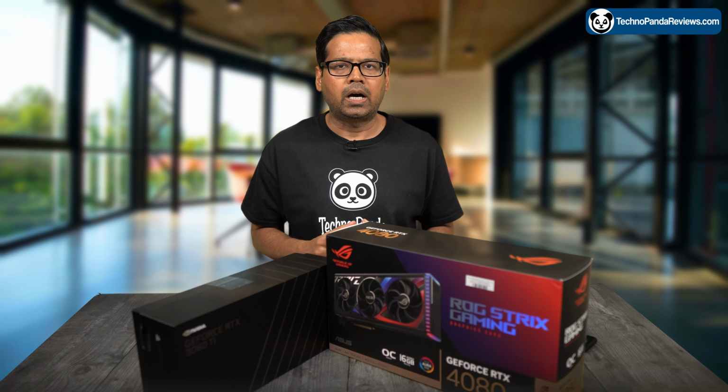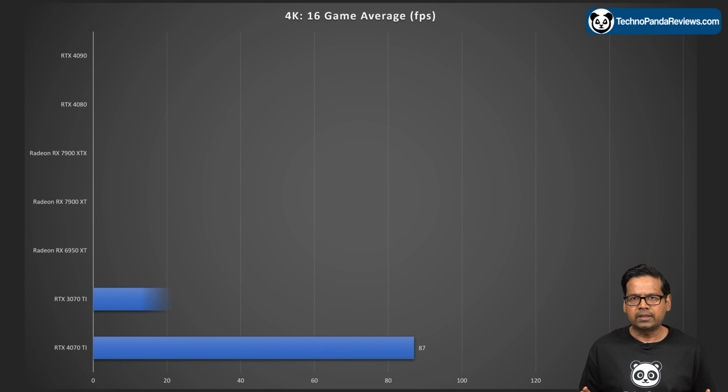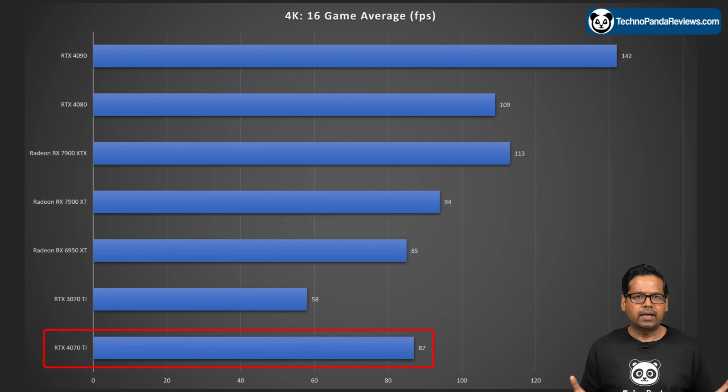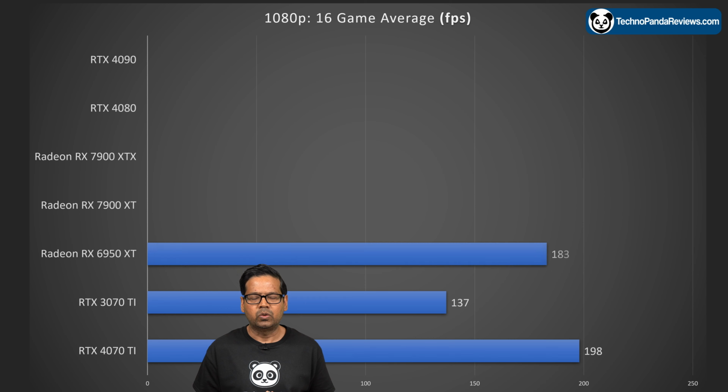Finally, let's talk about how this card stacks up against its competitors. So here is a chart showing the 16-game average FPS in 4K resolution. While RTX 4070 Ti outperformed the previous generation RTX 3070 Ti cards, it fell behind RTX 4090, 4080 and even the Radeon RX 7900 XT. This trend persisted in 1440p and 1080p resolutions as well.